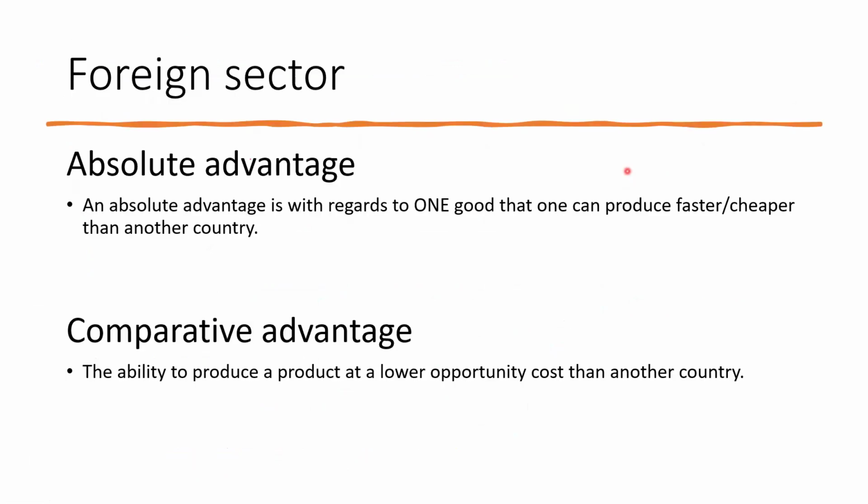And now we're going to look at the foreign sector. This is chapter 16. Here you just have to be able to differentiate between absolute advantage and comparative advantage, and also calculate. Absolute advantage is when a country can produce goods and services using the same resources, faster or cheaper than another country. Comparative advantage is when a country can produce at a lower opportunity cost, meaning that what they are giving up to produce that particular product is less compared to another country.